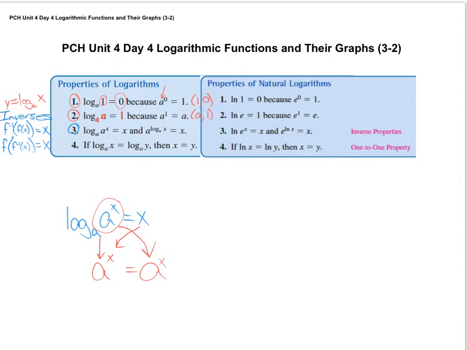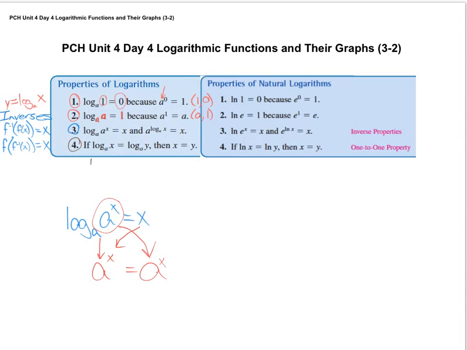So that's number 3. Number 4 is actually something we're going to use a lot in solving equations, and that is if you have logs on both sides of an equation that have the same bases, then what you're taking the log of must be equal.